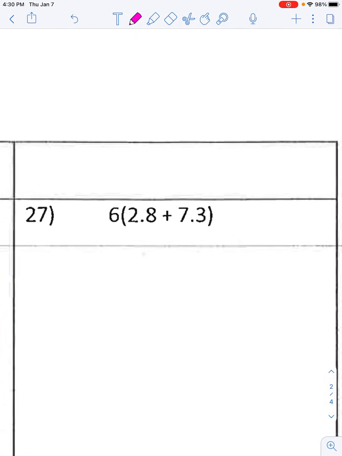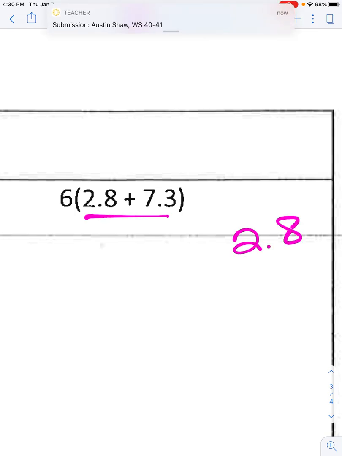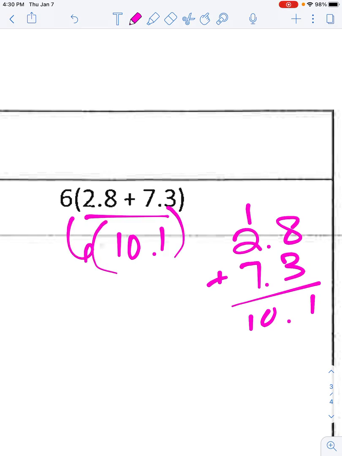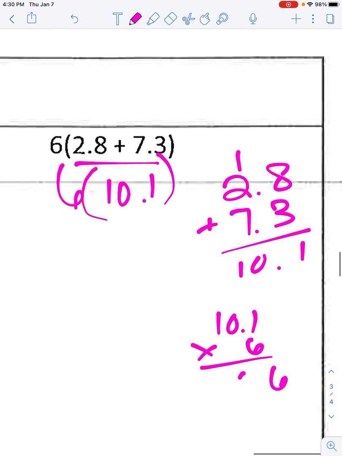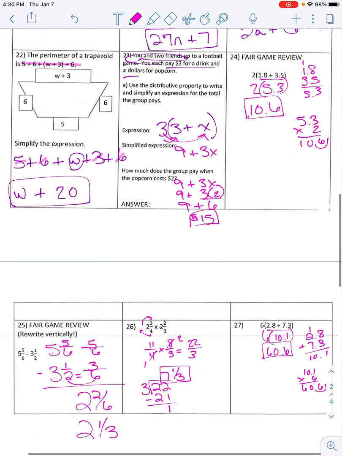And the last one, 27. You can distribute the 6 to both numbers and add them together, or you can do parentheses first. 2.8 plus 7.3 to get 10.1, and then multiply by 6 to get 60.6.